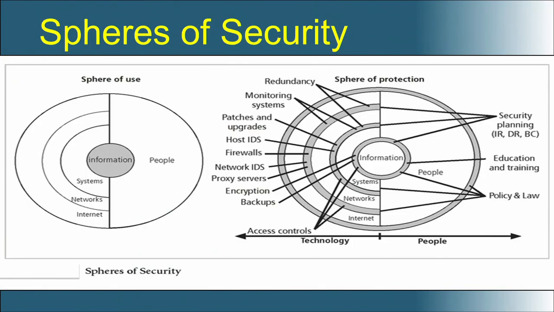Now, let us talk about the spheres of security in more detail. As you know, the people are on the right hand side, and the technology on the left hand side. And then you have formed 3 spheres, namely systems, networks and internet on the left hand side, while you see the people on the right hand side.